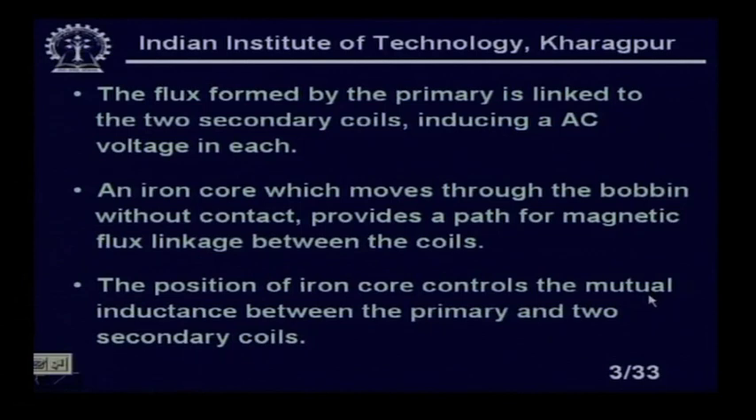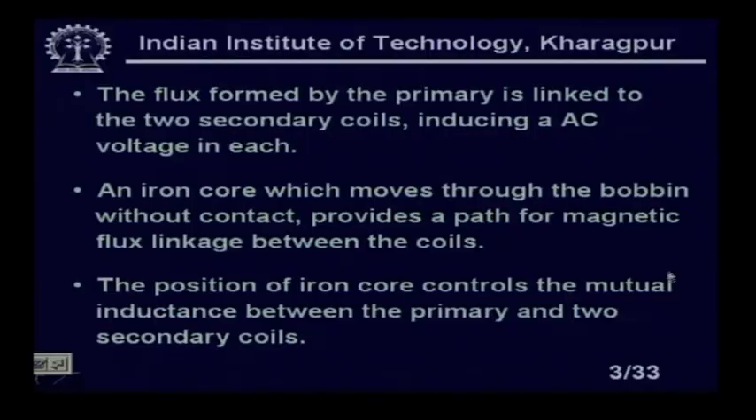You see the flux formed by the primary is linked to the two secondary coils, inducing an AC voltage in each. An iron core which moves through the bobbin without contact provides a path for magnetic flux linkage between the coils. The position of the iron core controls the mutual inductance between the primary and two secondary coils. This is the most important thing, right.